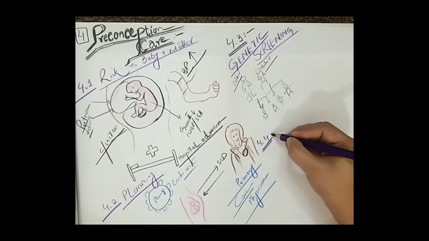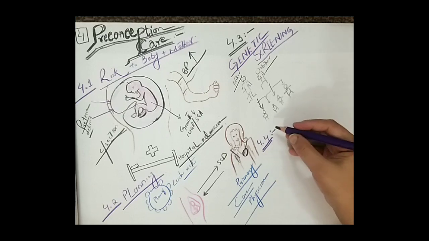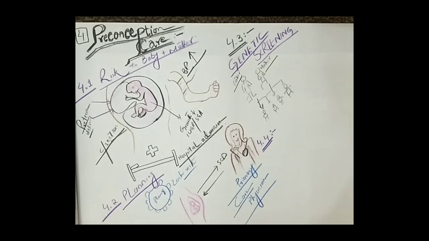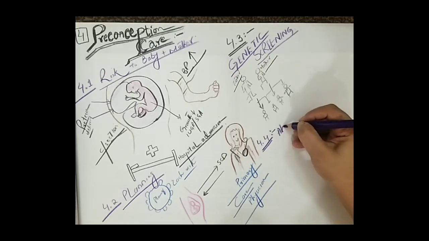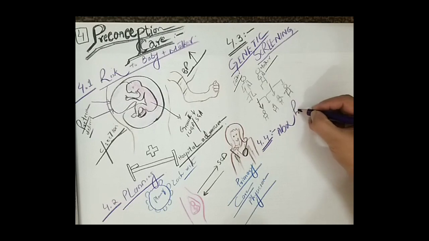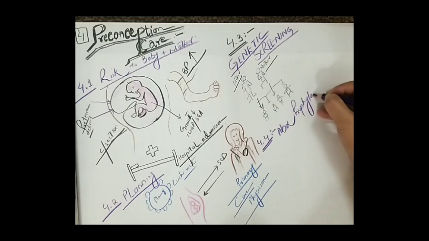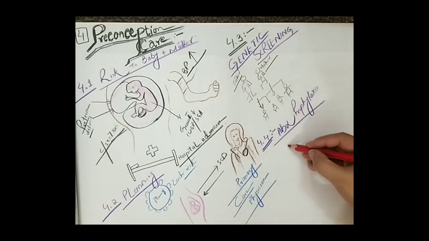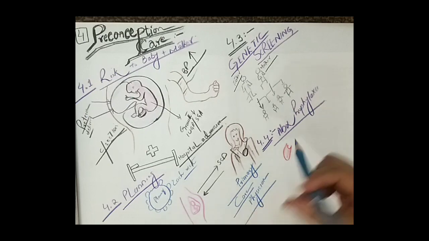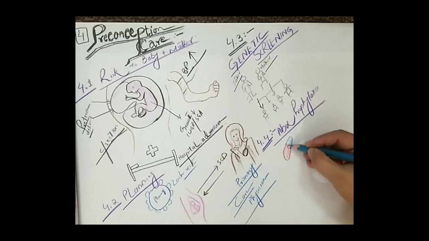Now coming to point 4.4. What is the importance of antibiotic prophylaxis and immunization? It's written that penicillin prophylaxis or equivalent should be prescribed, and vaccination status should be determined and updated before pregnancy. I'm drawing the picture of antibiotics. It's very important that we prescribe the specific antibiotics, especially the penicillin antibiotics.